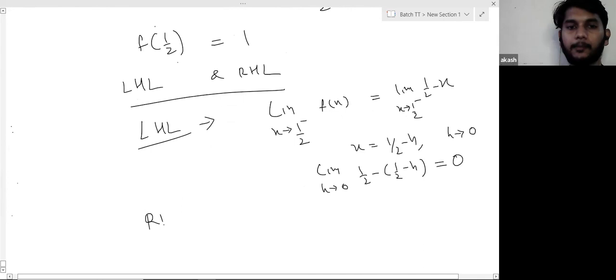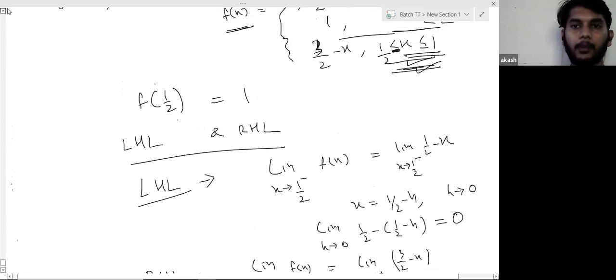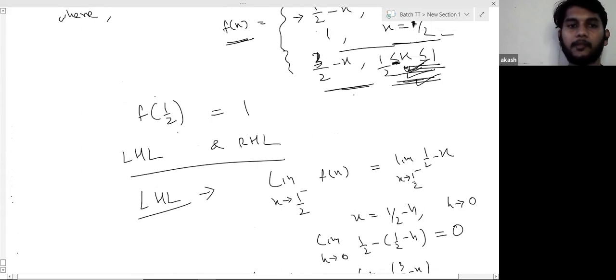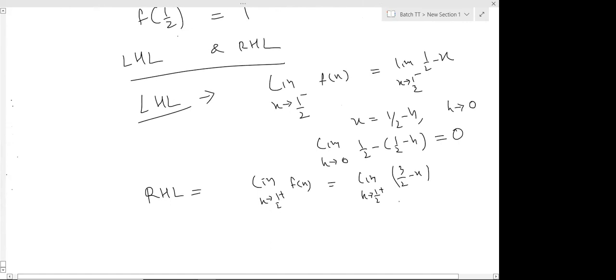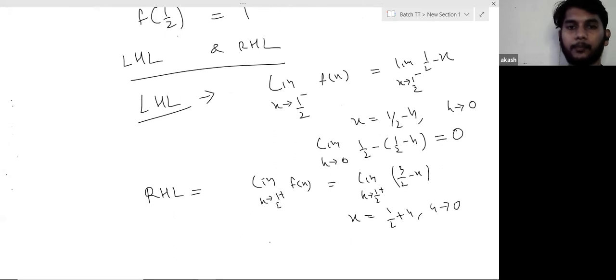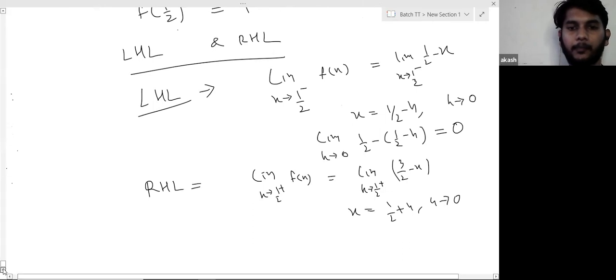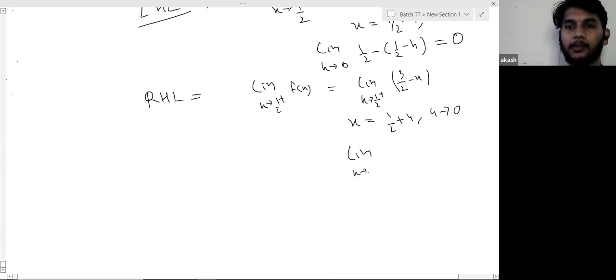So same way we can find RHL. Limit x tending to half plus of f of x, and f of x here will be 3 by 2 minus x, right? Look at the question. When x is more than half, we have to assume this as the function. Yes or no, both of you? Yes, sir. All right. So again, putting x equals half plus h, h tending to 0. So this is limit h tending to 0 of 3 by 2 minus half plus h. Again, put the value of h directly. So the answer is 1 here.